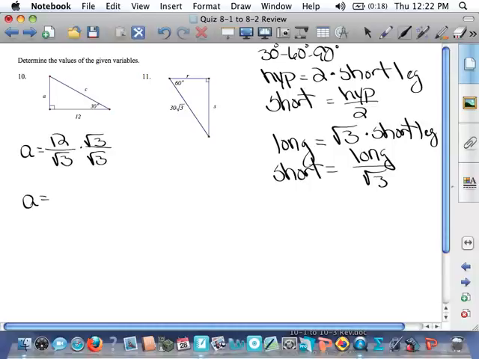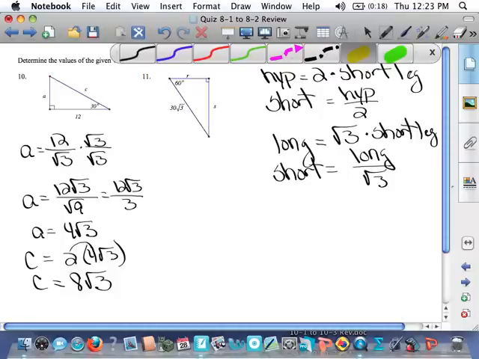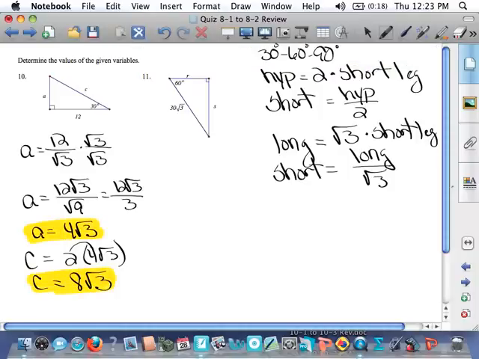So A is equal to 12 root 3 over the square root of 9. Square root of 9 is 3. So 12 root 3 over 3 gives you an answer of A, 4 root 3. Remember the relationship between the short leg and the hypotenuse C is equal to 2 times the short leg, which is 4 root 3. Remember, there's no radicand attached to that 2, no radical there, so you just multiply those coefficients and you get 8 square root of 3. So there we have A, the short leg, and C, the hypotenuse.